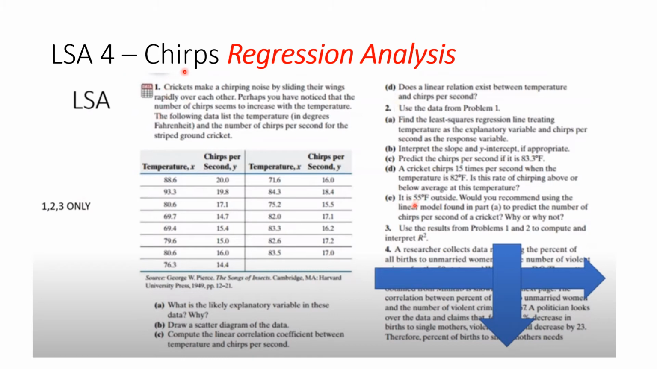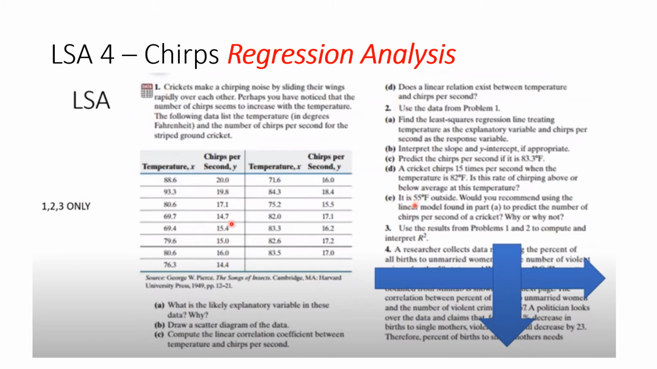LSA 4 dealt with crickets chirping and some regression analysis. You were supposed to do questions 1, 2, and 3 only. You don't have to do 4. Crickets make a chirping noise by sliding their wings rapidly over each other, and you've noticed this perhaps. And you maybe have noticed that the number of chirps increases with temperature.